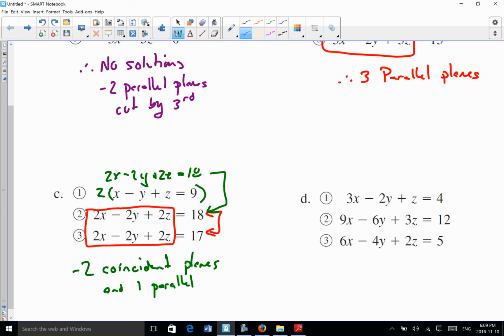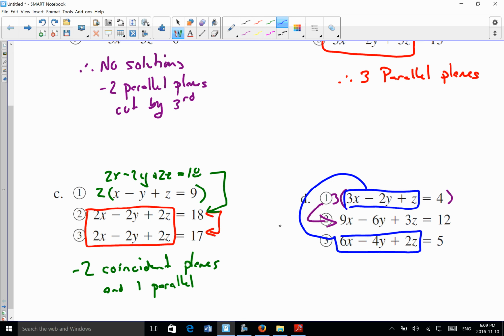And if I look at D, what do I notice in D? Well, I look at this one and I say if I multiply it all by 3, I get this one. Okay, so those two things are coincident. And if I multiply the first one by 2, at least the normal part of it, I end up with this. But 4 times 2 doesn't make 5, right? So number 1 and 2 are coincident again, and they're scalar multiples.